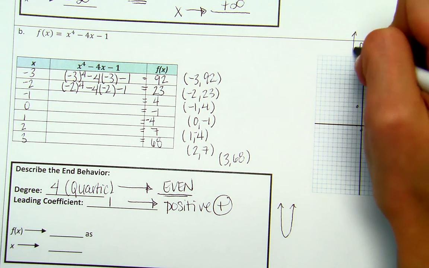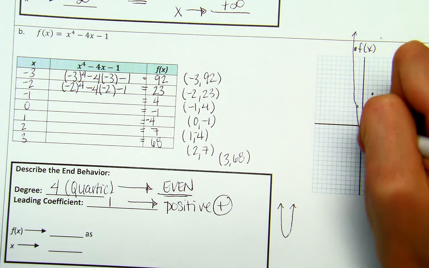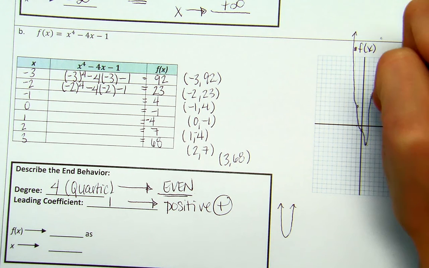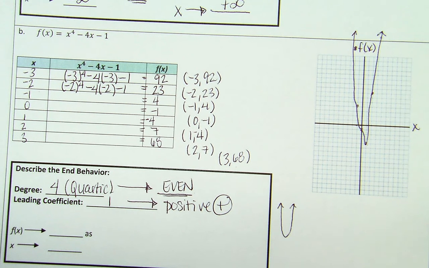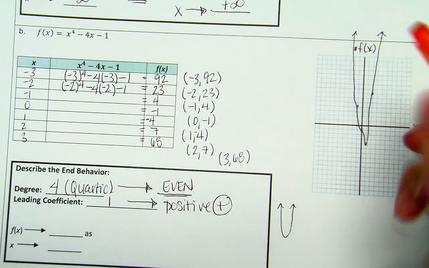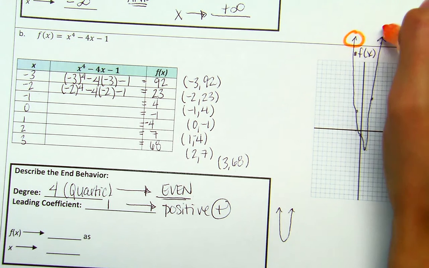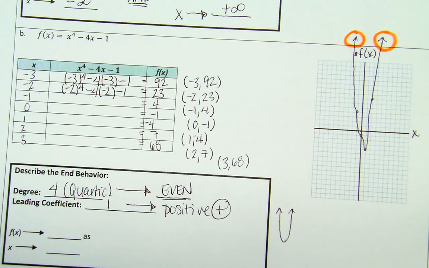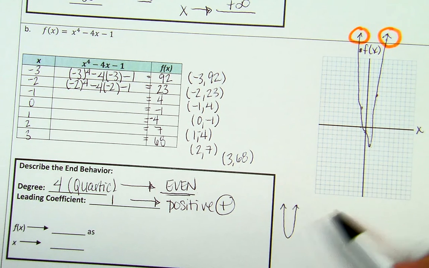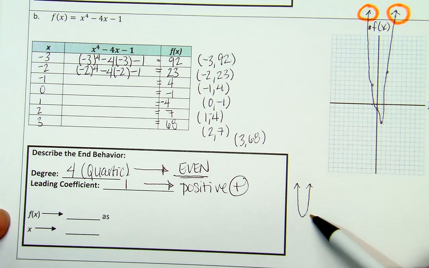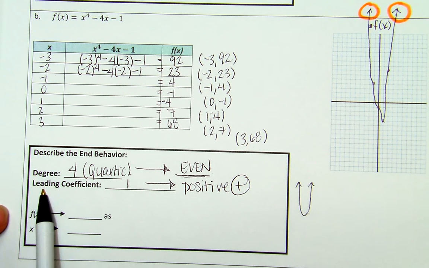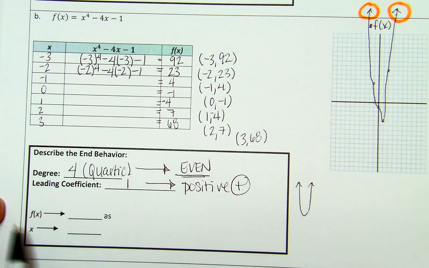So if I connect these points, they go down and come right back up again. Even though it doesn't look like a complete parabola, which it shouldn't because it's a different type of graph than a quadratic, you still have your two arrows pointing in the same direction, and they're both pointing upward, which is what I would estimate just given my degree and leading coefficient.